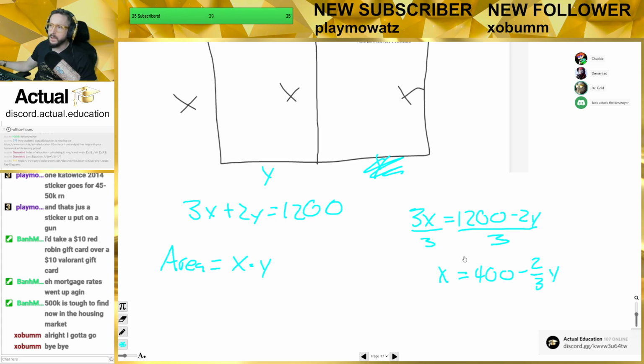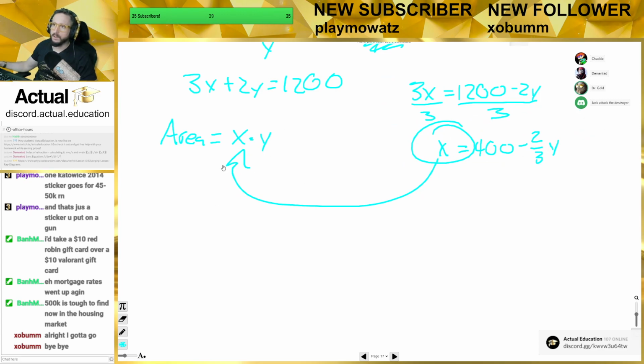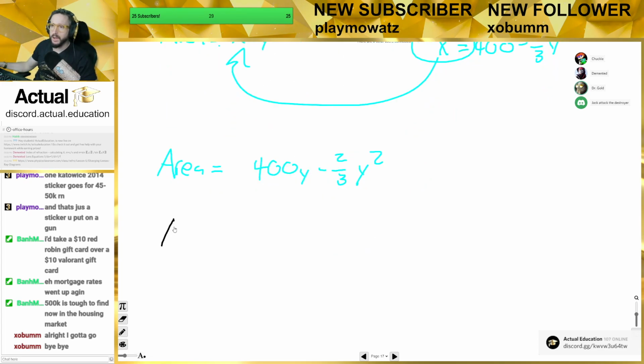Now you can slam this all into here, right? So now I have that the area is equal to 400y minus 2/3 y squared. Do you see where I got that? Yes, I do. The y is just going to multiply by both ends. All right, I'm going to change this color. This blue is hurting my eyes. So now we have area is really just equal to negative 2/3 y squared plus 400y.